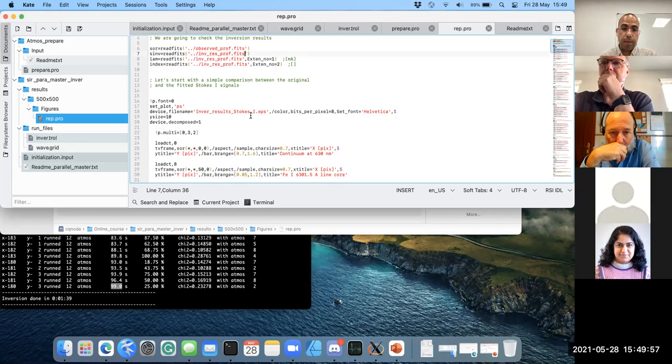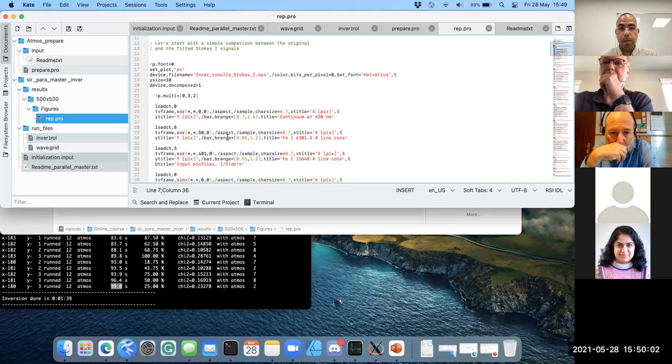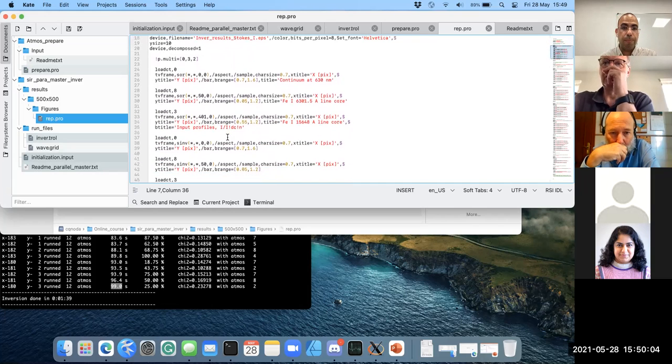Let's check how the results look. What I did was a very, very simple plot. I'm going to plot the original profiles at wavelength position 0, that is the continuum at 630, the wavelength position 50, that is the rest wavelength of 631.5, the iron line, and then the position 401, that is the rest wavelength of the line core of 1.5 micron.